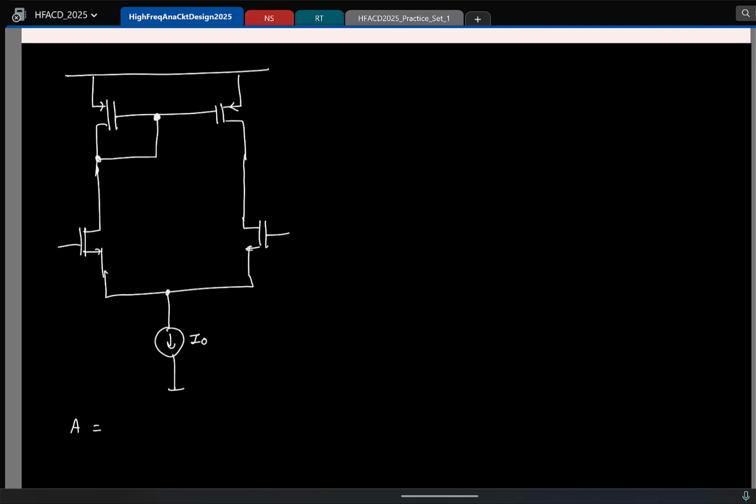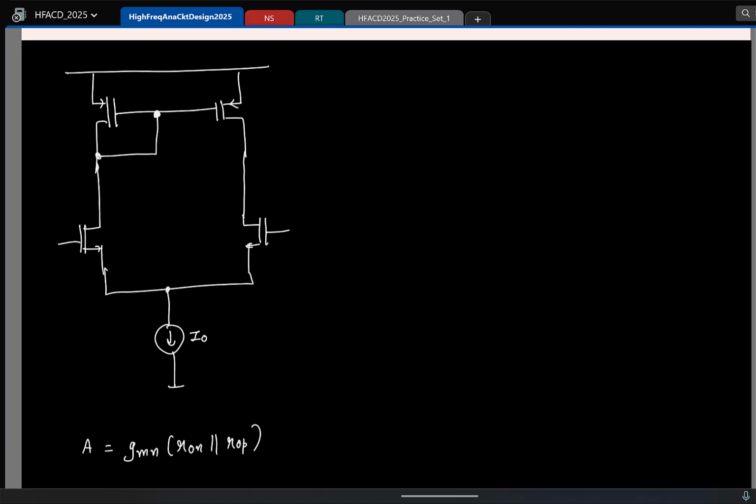So here the gain, let me write it again, it is gm of the NMOS times R0 of the NMOS in parallel to R0 of the PMOS transistor. Okay. Great.